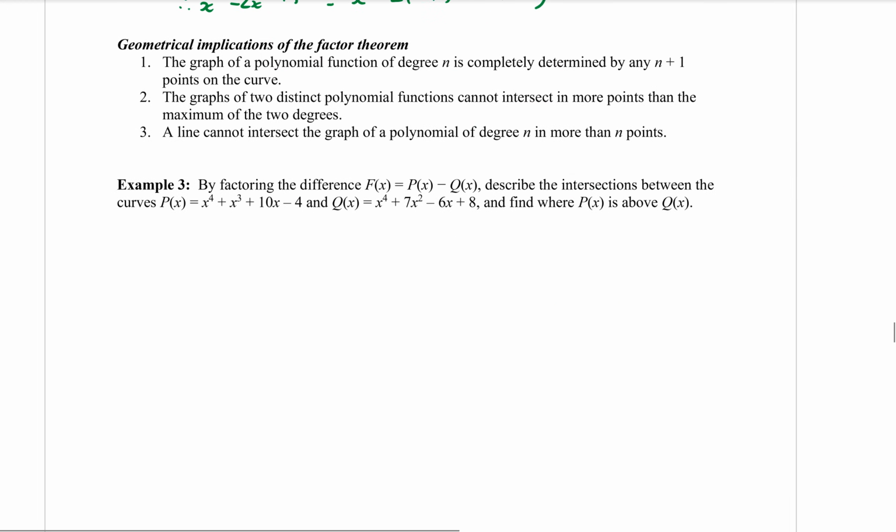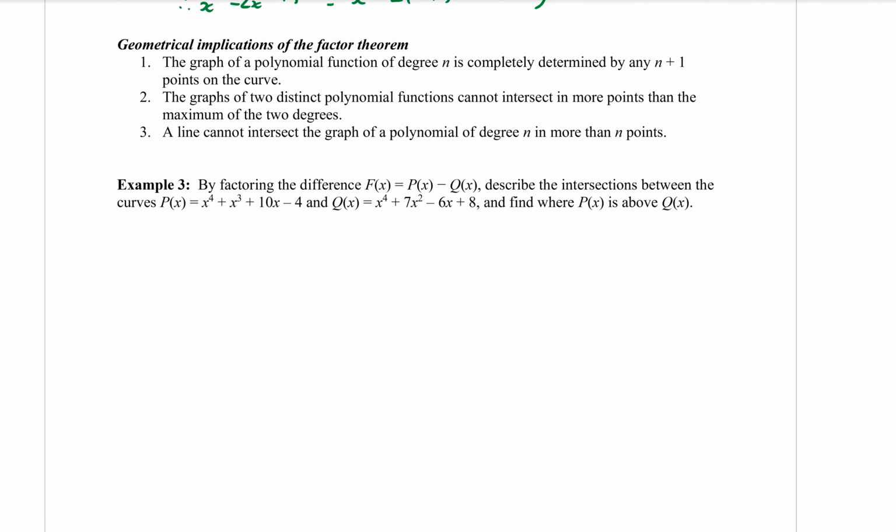Geometric implications of the factor theorem. Number 1: the graph of a polynomial function of degree n is completely determined by any n plus 1 points on the curve. So that is talking about the number of x-intercepts, n of them, plus obviously your y-intercept as well. Number 2: the graphs of two distinct polynomial functions cannot intersect in more points than the maximum of the 2 degrees.